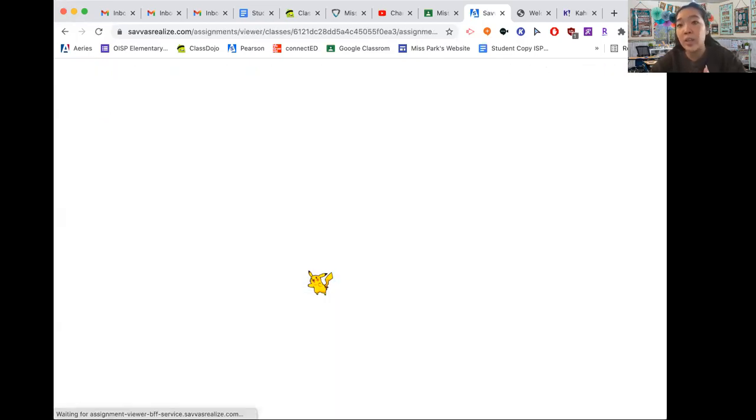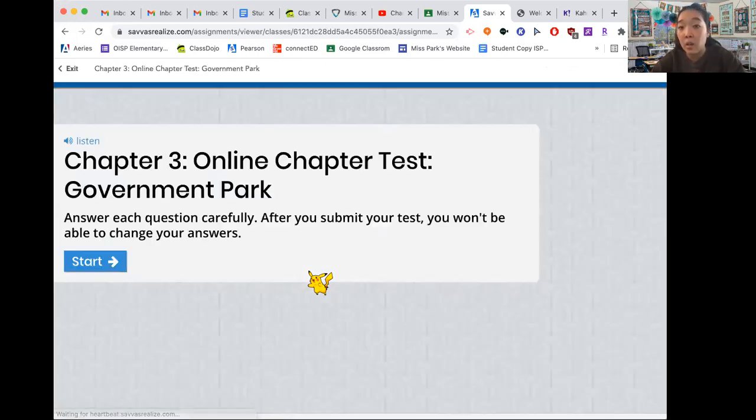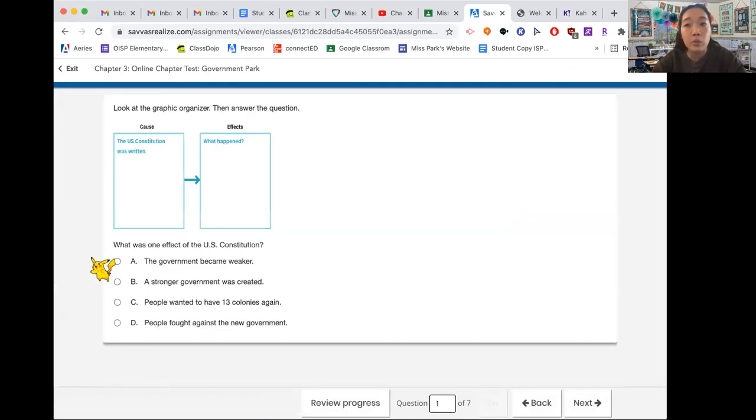Okay, so this is going to be your actual chapter test that you guys are going to be taking on Thursday. So you guys are going to be studying this throughout the week. Now look at the graphic organizer, then answer the question. The US Constitution was written because this was the cause, and then the effects is what happened. So remember, when we say cause, we think of the word because. Because the US Constitution was written, what happened?